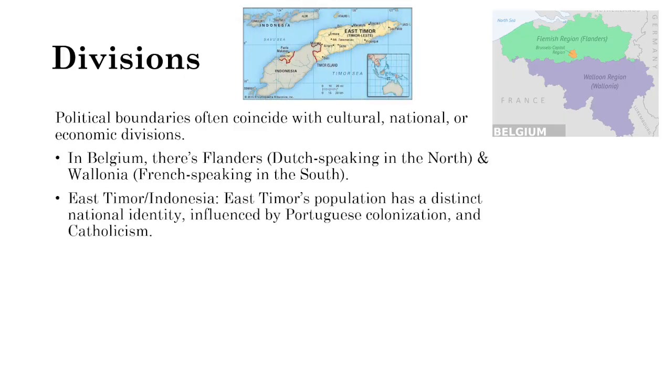Then there's East Timor and Indonesia. East Timor's population has a distinct national identity. They're influenced by Portuguese colonization, which brought about the Catholic faith to the region, while Indonesia is predominantly Muslim. So we can see here that there are both national and cultural differences being divided by the boundaries, because we have two different countries here showing two different nations, as well as the religious differences showing cultural differences.